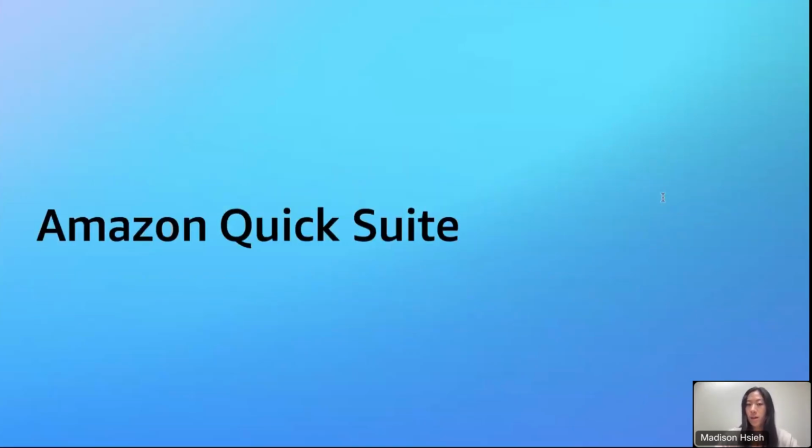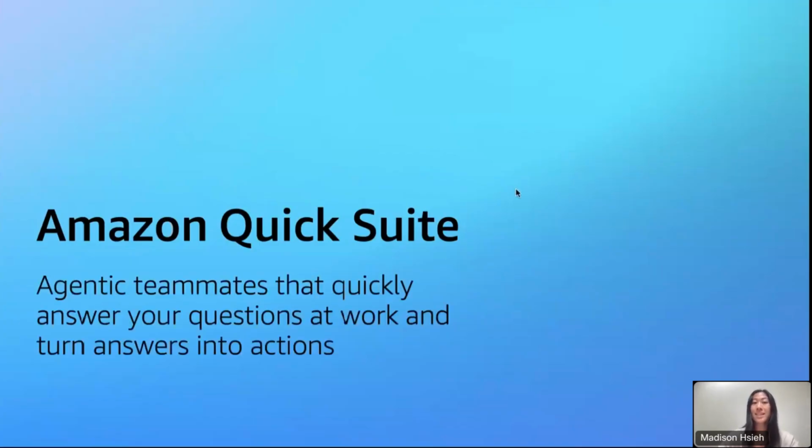But before we do so, I'm just going to cover what Amazon Quick Suite is so that we have a very solid understanding. If you haven't attended our previous parts to this series, this will be a good understanding of what the solution does in general as a product, and then I'll cover the specific capability. So Amazon Quick Suite is a set of agentic teammates that allow you to quickly answer your questions and give you actionable things that you can take into your business solutions so that you can take that into production.